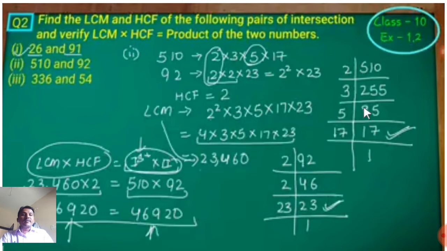Next, this number 85 is divisible by 5. So 5 17s are 85, 17 ones are 17. So the prime factorization of 510 is 2 into 3 into 5 into 17.